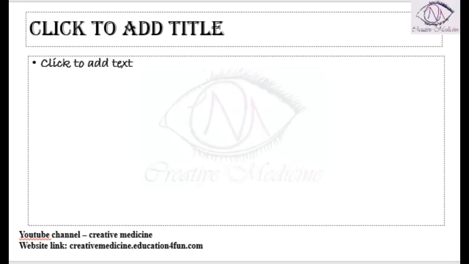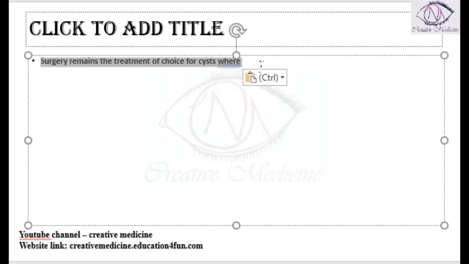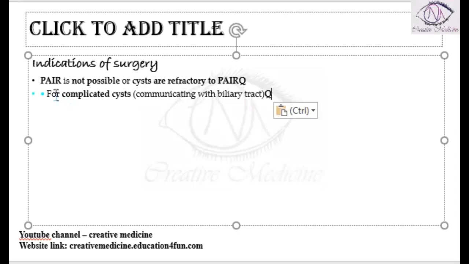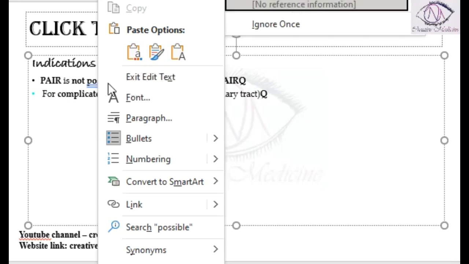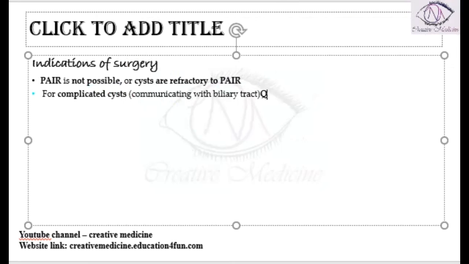Then what about the surgery? When do you do surgery? What are the indications of surgery? Surgery is indicated if the PAIR technique is not possible, or if the cysts are refractory to puncture, aspiration, instillation and reaspiration. In such cases we should do a surgery. Or if it is a complicated cyst involving the biliary tree, then we better go for surgery.